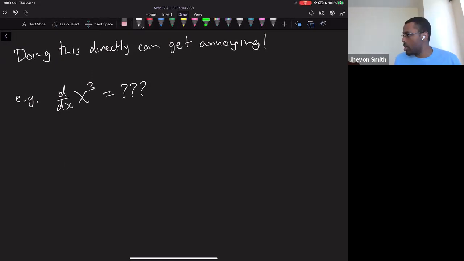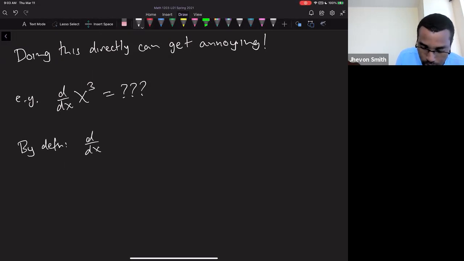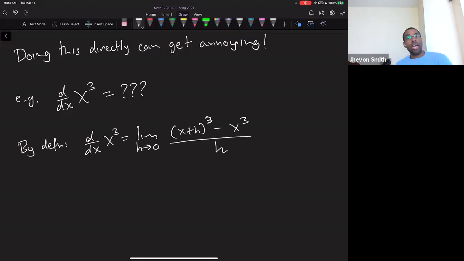You see a function that you don't know how to deal with, and you want to find its derivative, you go back to the definition. The derivative of x cubed is going to be the limit as h approaches 0 of f of x plus h minus f of x all over h. So now you have to expand this. Now you have to remember how to expand the cube.